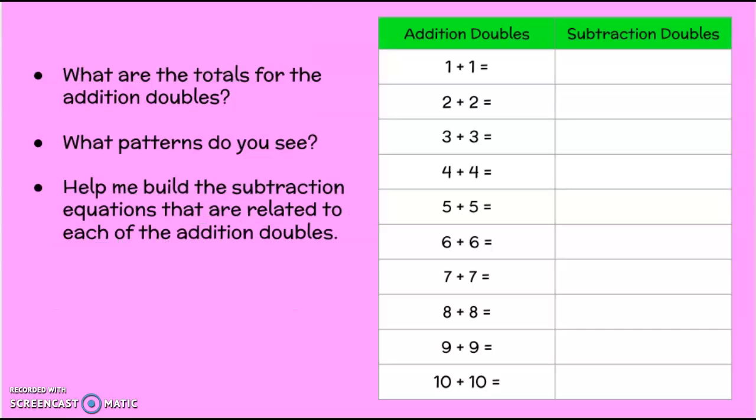What are the totals for the addition doubles? What pattern do you see? Help me build the subtraction equations that are related to each of the addition doubles. So 1 plus 1 equals 2. 2 plus 2 equals 4. Now let's think just for those two of the subtraction doubles so far. So 1 plus 1 equals 2. What would the subtraction double be?